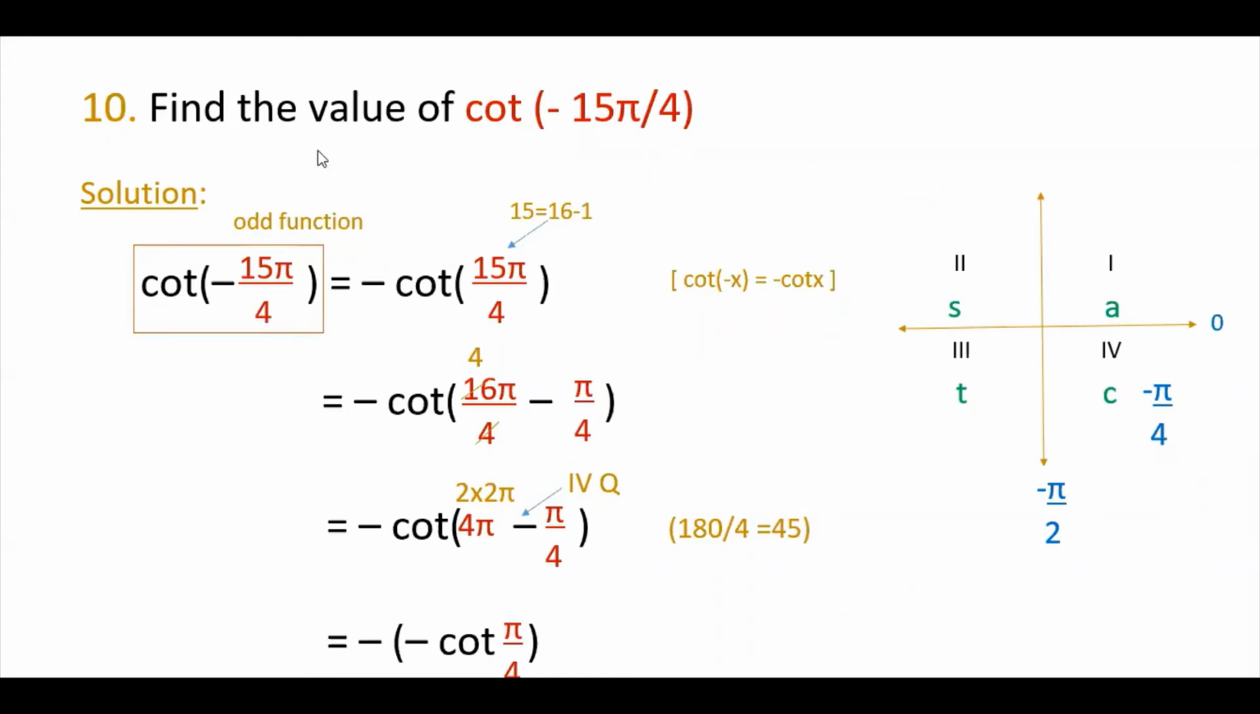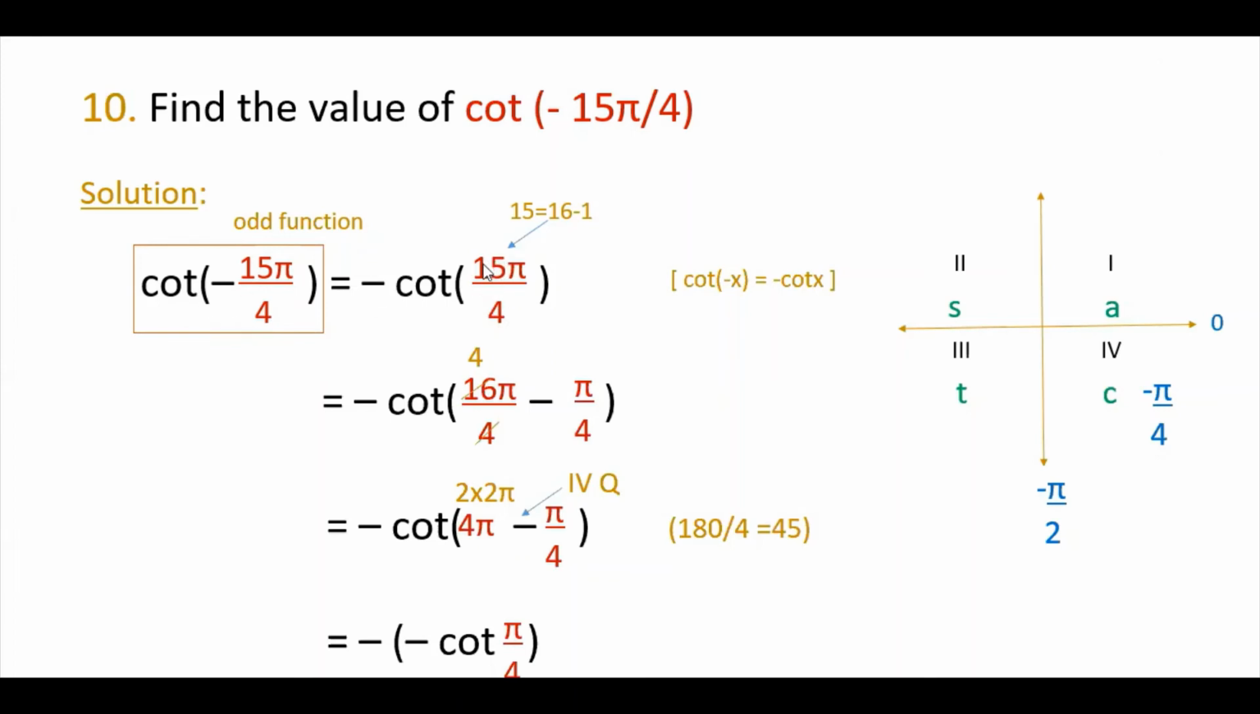This is the 10th problem. Find the value of cot(-15π/4). Here cot(-15π/4) has a negative sign, so you have to check whether it is an odd function or an even function. Yes, it is an odd function, because cos and secant are even functions, and the remaining all are odd functions. So cot(-x) is equal to -cot x. So -cot(15π/4).